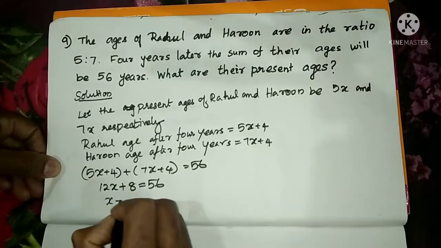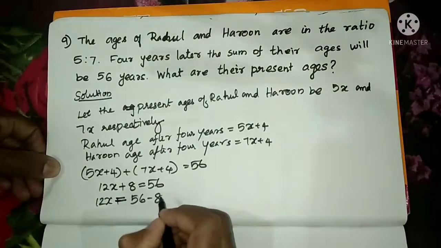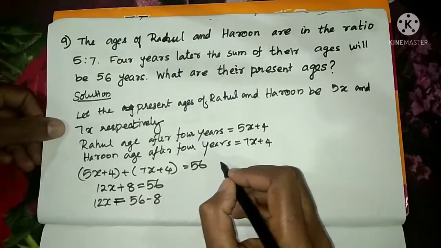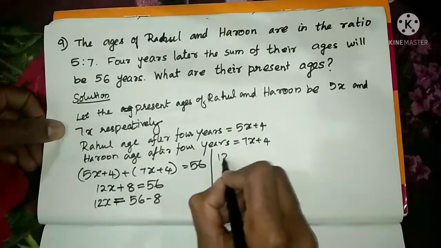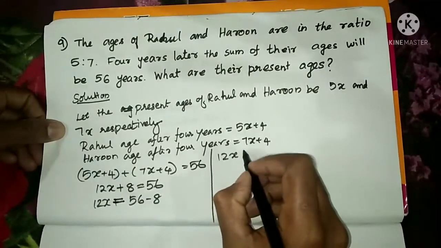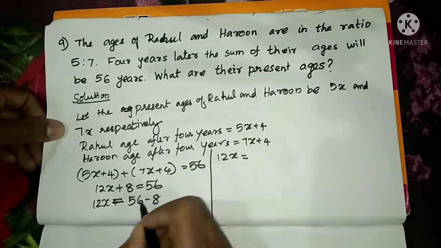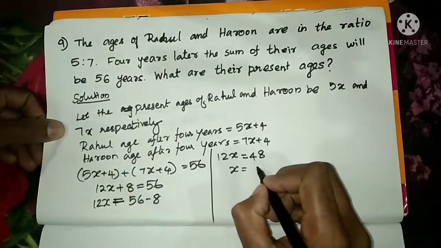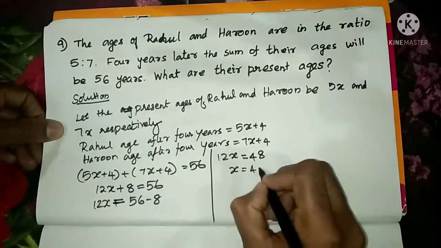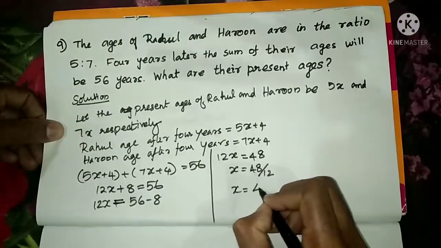Then 12x is equal to, we can transpose this 8 to the right side, so it becomes negative 8. So we get 12x equal to, when you subtract 8 from it, 48. x is equal to 48 divided by 12. So x is equal to 4.